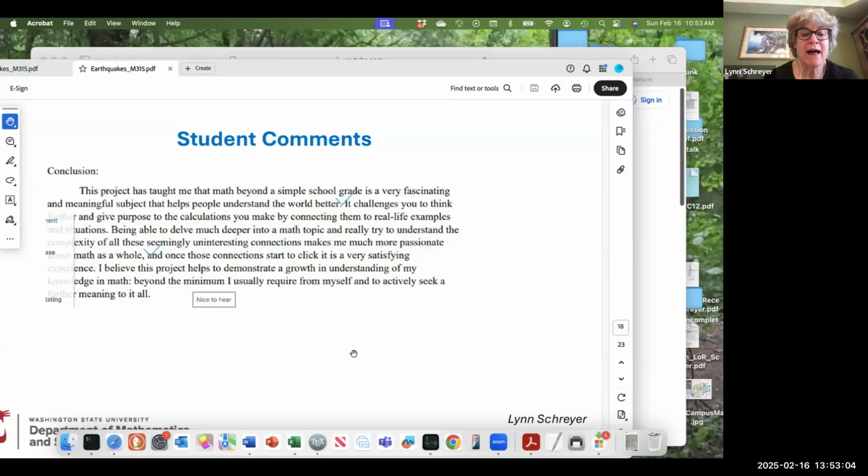And this one, yeah, it challenged you to think, give purpose to the calculations, being able to delve much deeper into a math topic and really try to understand the complexity. All of these seemingly uninteresting connections make me much more passionate about math as a whole. And once those connections start to click, it is a very satisfying experience. I believe this project helps to demonstrate a growth in understanding of my knowledge in math beyond the minimum I usually require from myself, and to actively seek further meaning to it all.